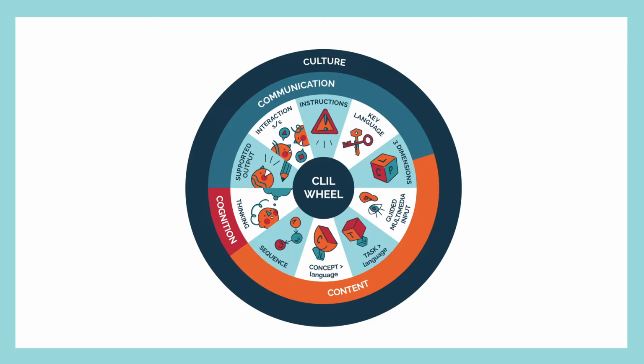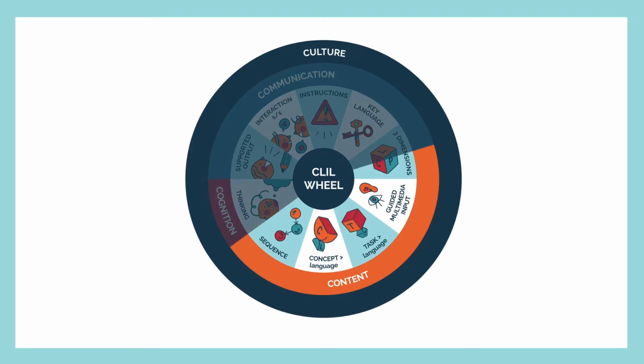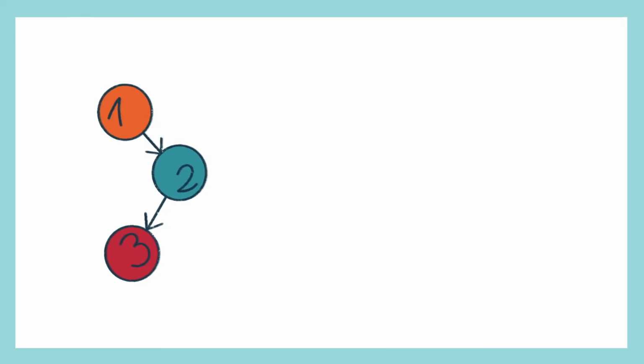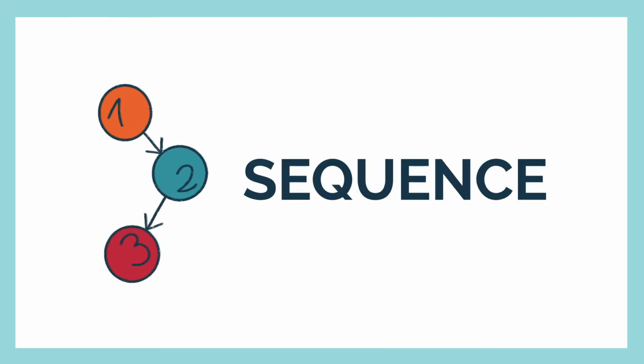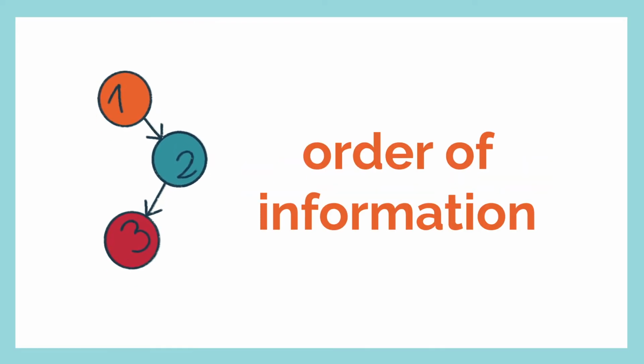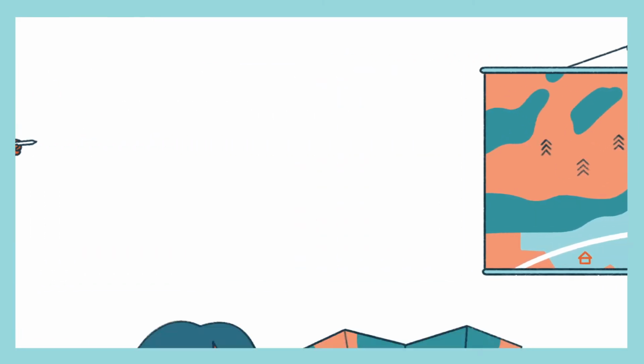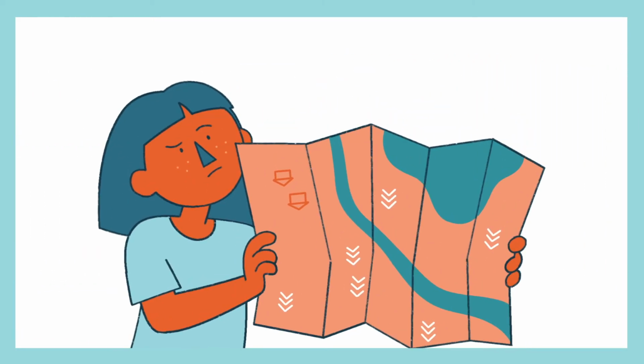Let's look at them one by one, starting from those related to content. The first parameter refers to a content sequence. Teaching non-linguistic subjects is based on a specific order of information. For example, in geography, we first teach what a map is before asking students to use one.